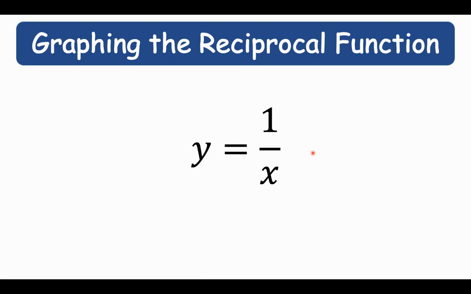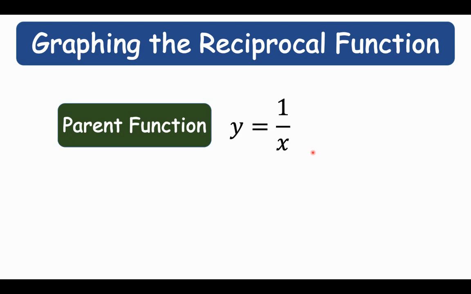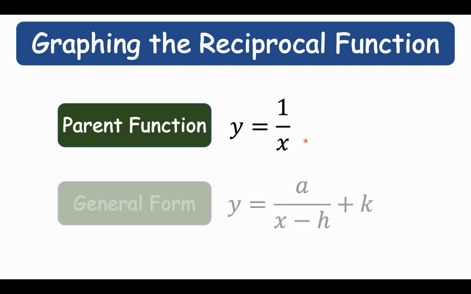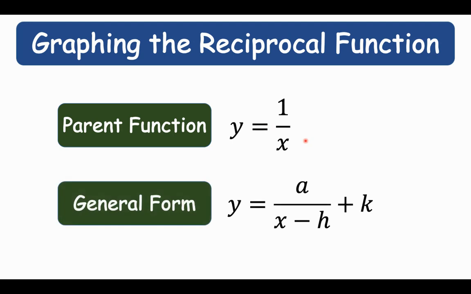All right, so just starting off, just like with most other functions we've worked with, this does have a parent function. That's the most basic of the functions of that family. So this is the parent function. And then you have a general form of the function so that it can help you see how this thing gets shifted around. So you've got an A, H, and K value here. And basically these all do different things.